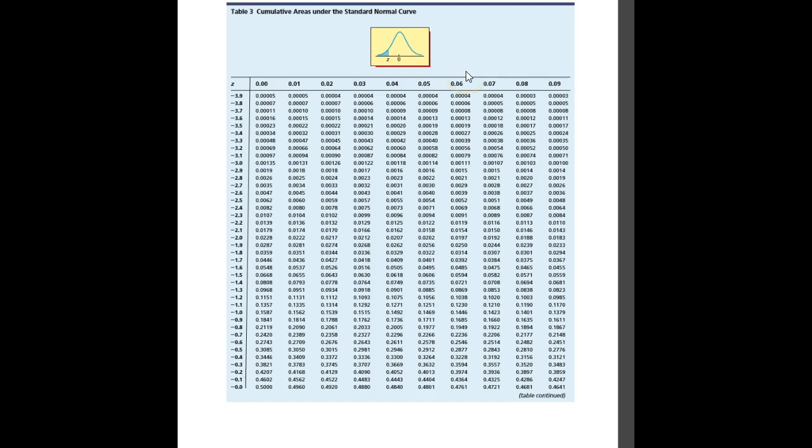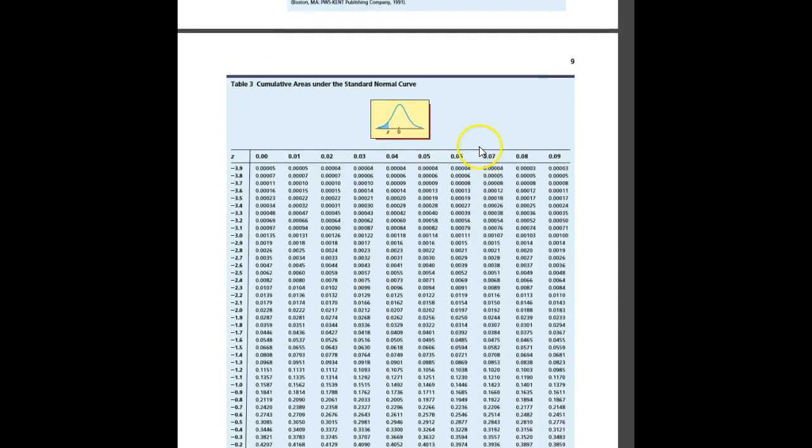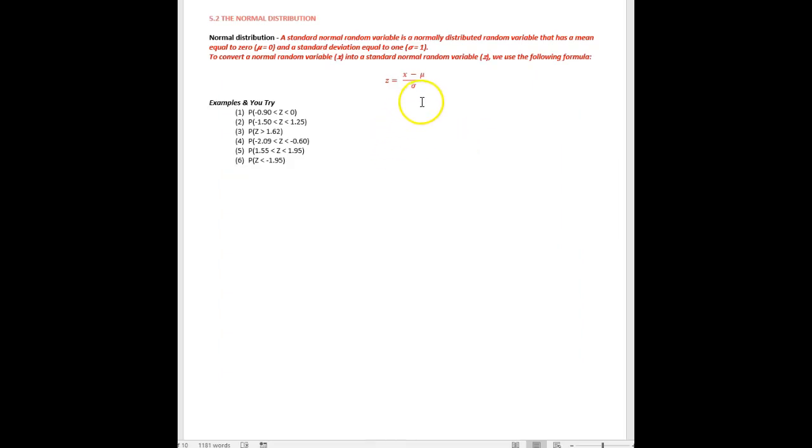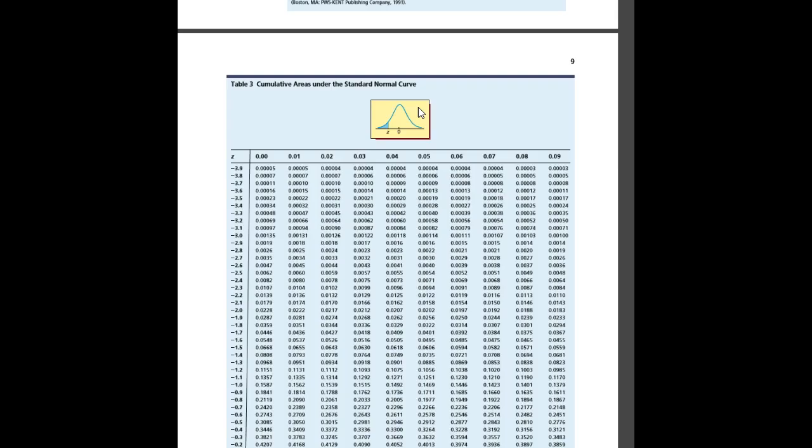Okay, so that's a lot of words. Now let's actually put it into action. All right, so let's look at number 1. This number 1 is asking us to calculate the probability that z is between 0 and negative 0.9. So we're looking at this one: z is between 0 and negative 0.9. Let's first get here.